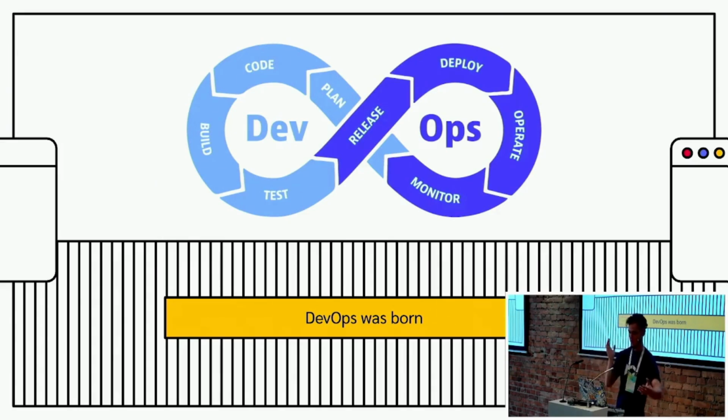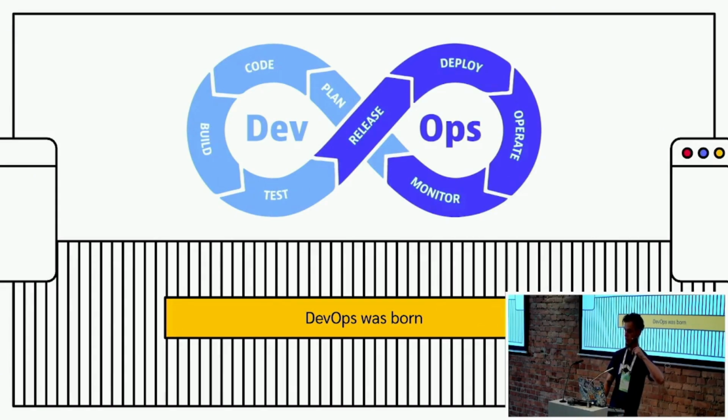So DevOps was born. The original idea about DevOps was not that one person does dev and ops, because that's just stupid. The idea was, I have a team where I have devs and I have a team where I have ops, and they work together and they talk to each other. That's the idea of DevOps.